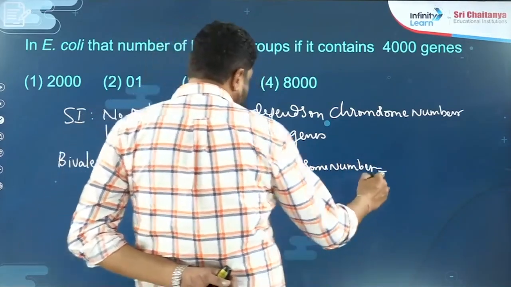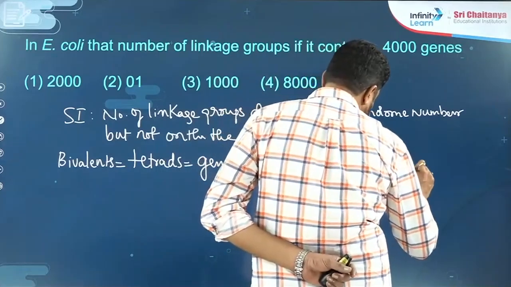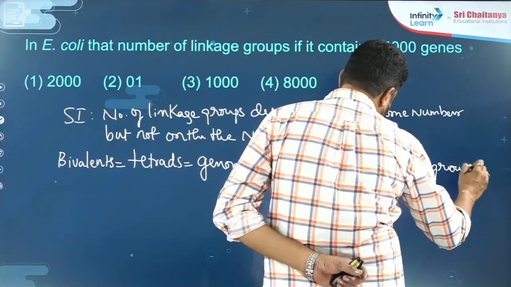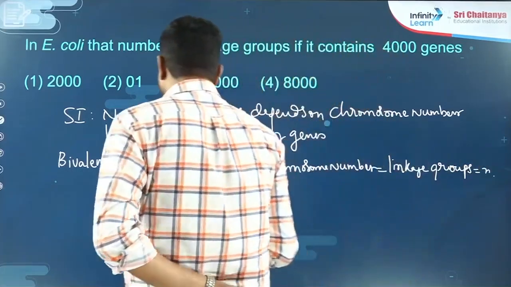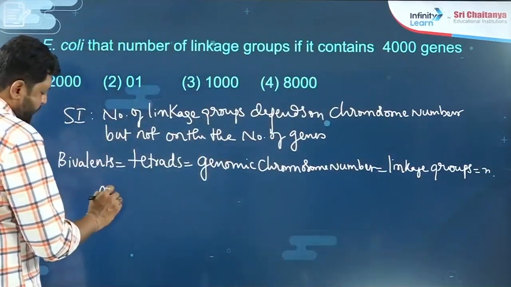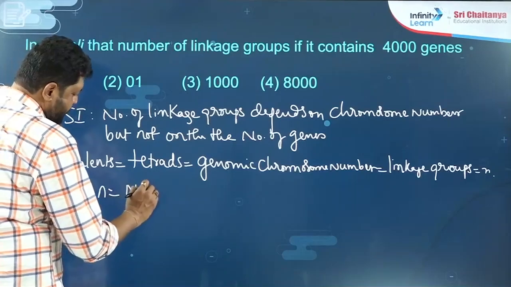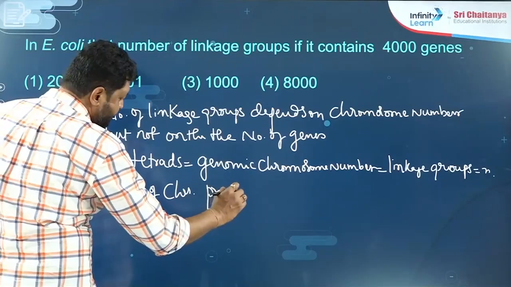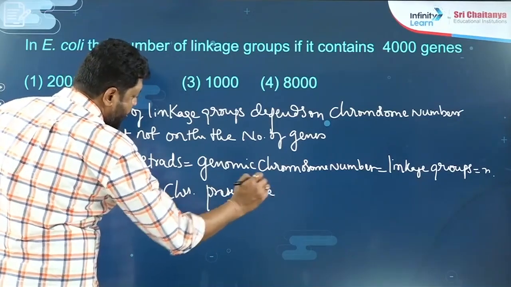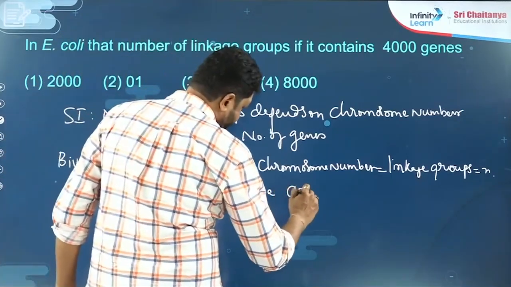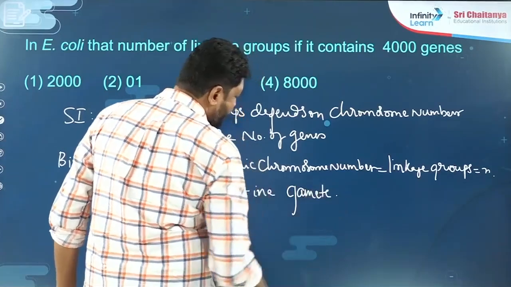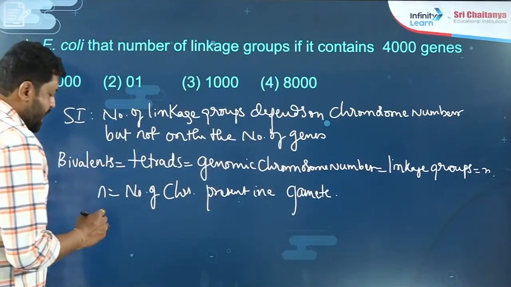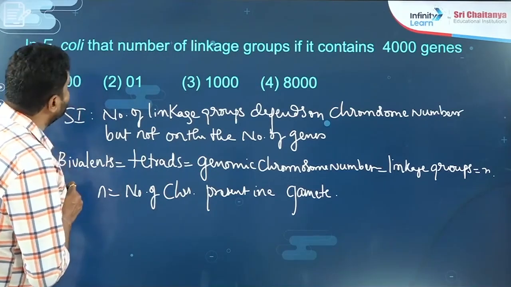Number of linkage groups is equal to n. n is equal to the haploid number of chromosomes present in a gamete. Number of chromosomes present in a gamete. Was it clear? Then, what is that? E.